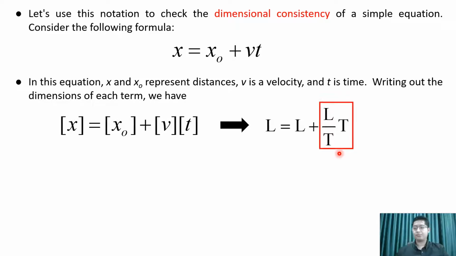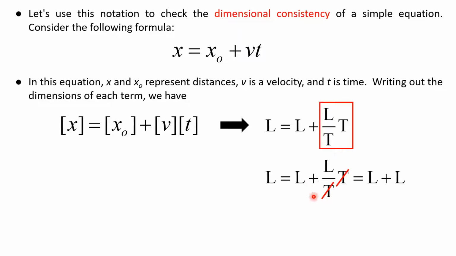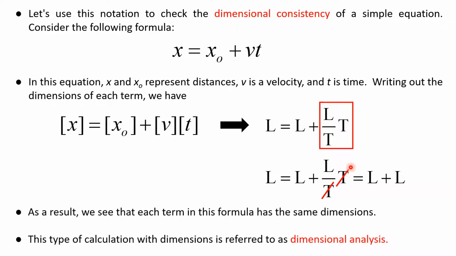Now, you can cancel the time, so it will leave only the dimension of length on the left hand side of the equation and length also in the right hand side of the equation. Again, as a result, we see that each term in this formula has the same dimensions. This type of calculation with dimensions is referred to as dimensional analysis.